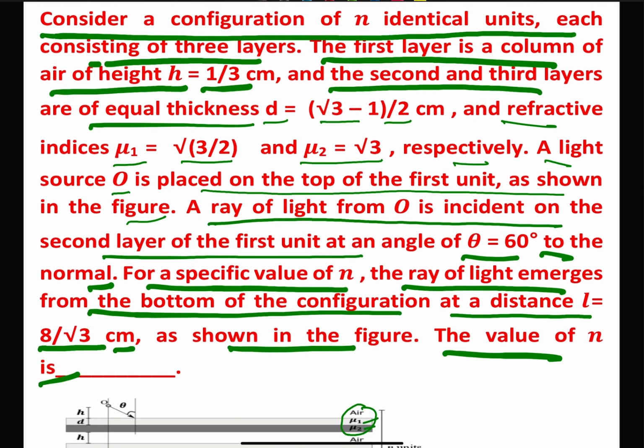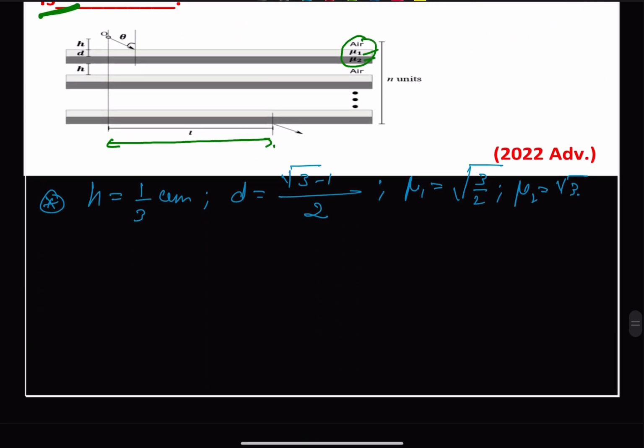It says that the ray of light from O is incident on the second layer of the first unit at an angle of 60 degrees. And the total horizontal distance is also given, that is L, given as 8 square root of 3. So here we are going to use Snell's law and the tangent, that is sine upon cos theta, which is a normal trigonometric identity.